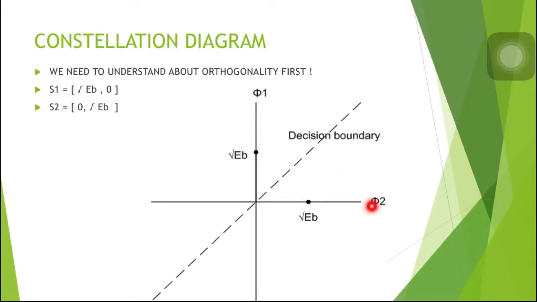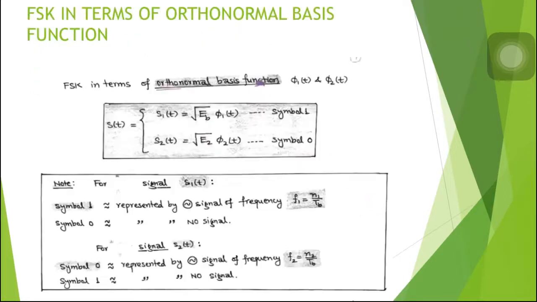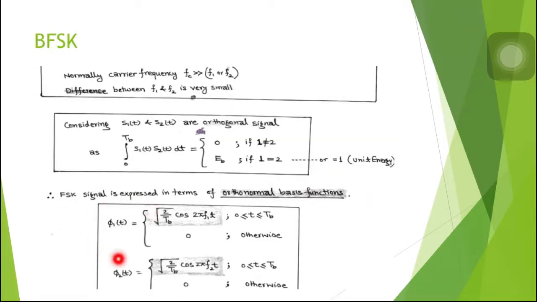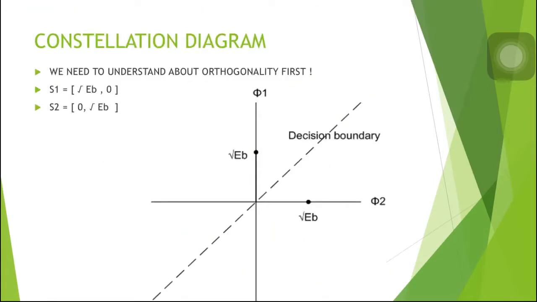We know that this is phi1 of t and this is phi2 of t. So in the constellation diagram, this is the decision boundary. Okay, decision boundary. So this is the constellation diagram. How do we get this value? We know that in the x direction the signal has only root EB comma 0, so it might be here, and also in the y axis, phi1 has to be like here. This is the message signal.